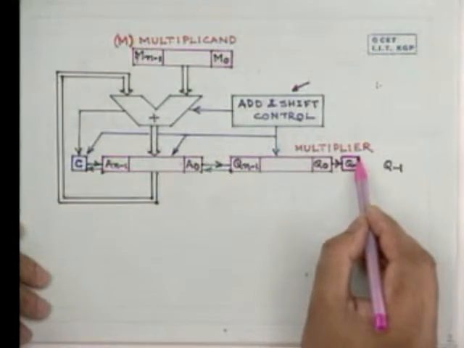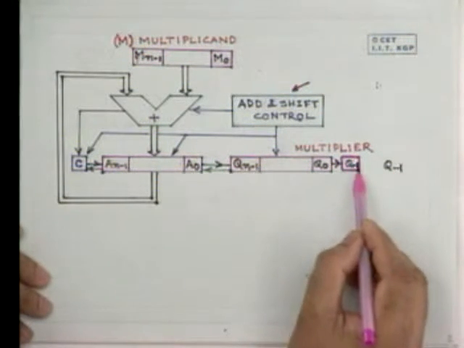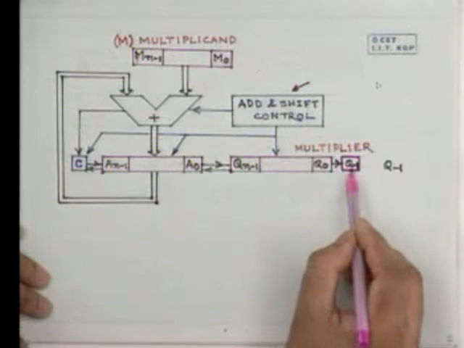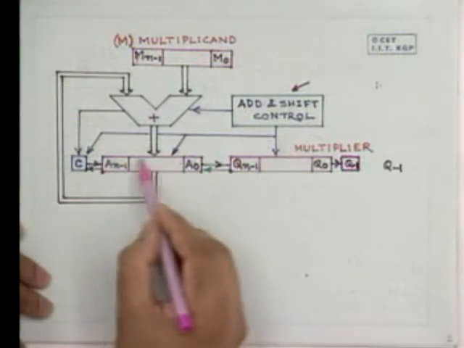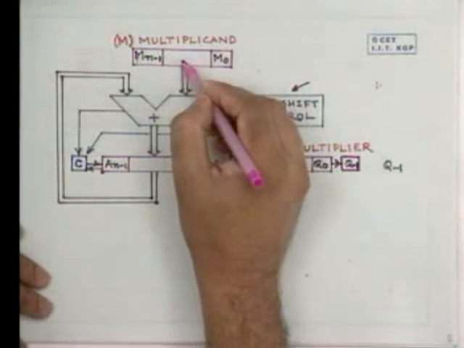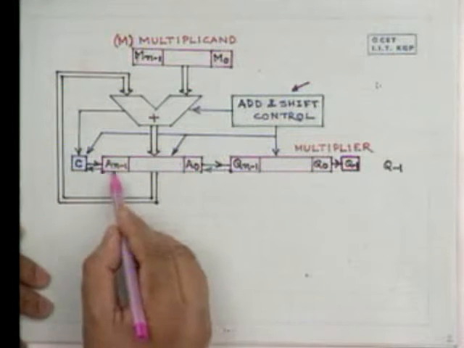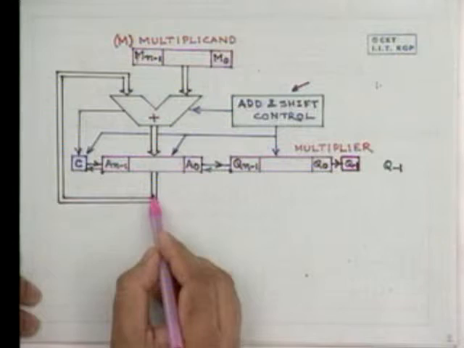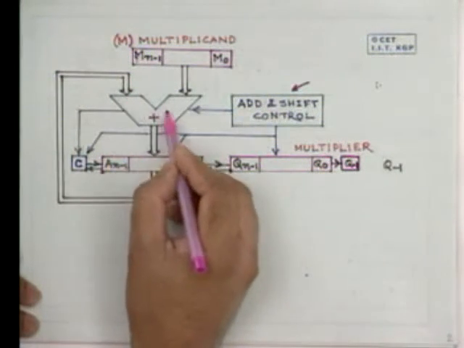Similarly, we keep another register here, which we call the Q minus 1 bit register, where whatever comes out of Q0, if necessary, can be held. Now the addition operation is done this way: this comes here, then whatever is generated here, the partial sum, which we call the partial product, can come back once more as operand 1, and the addition can be done.